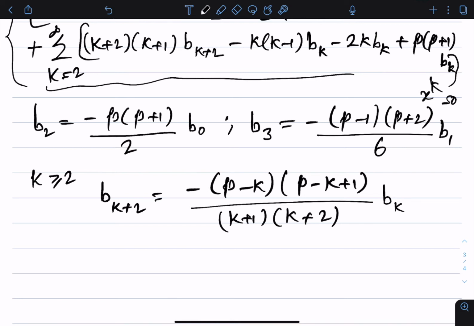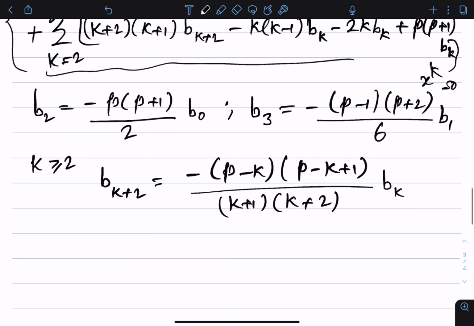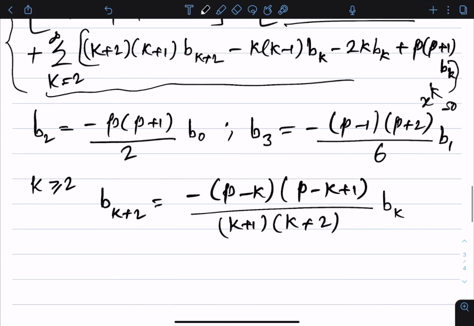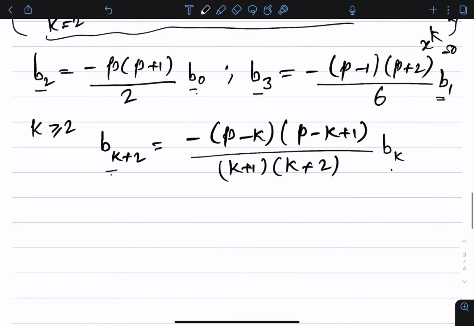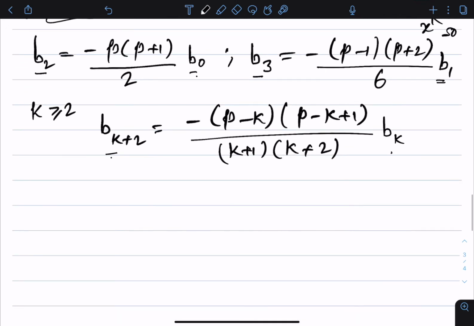Okay, so this is what you will get for all k bigger than or equal to 2. So b2 is here, which depends on b0, b3 is here, which depends on b1, b(k+2) starting from k = 2, which means it's starting from b4. So b4 depends on b2, which in turn depends on b0. So all even subscripts depend on b0 and all odd subscripts depend on b1. Okay, so once you match the coefficients, this is what you get.